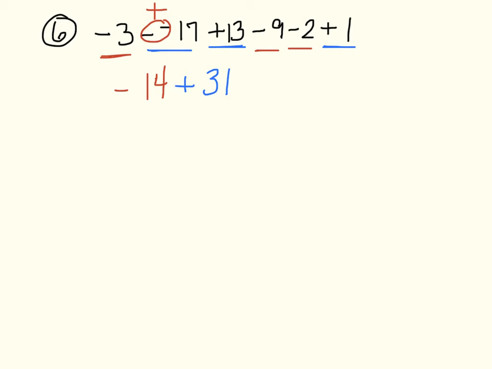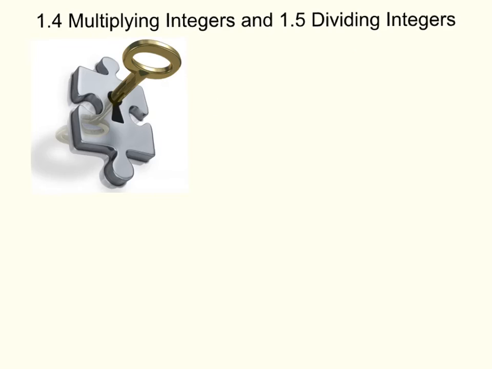And the last step is, since these are different signs, we subtract them. 31 minus 14 gives me an answer of 17. Because I have more positives, my answer is positive 17.